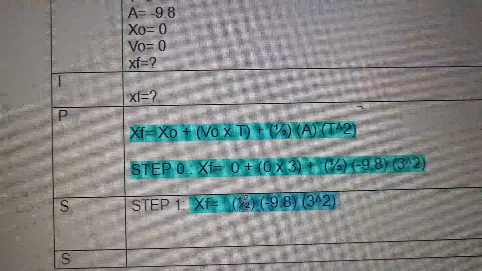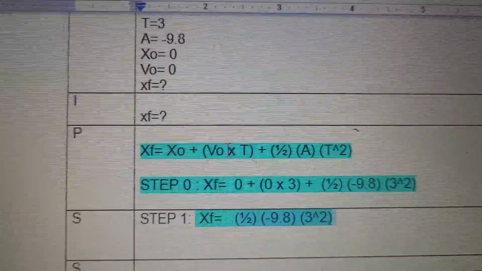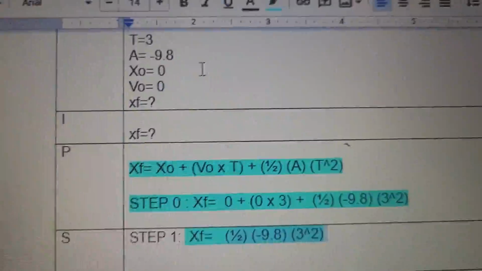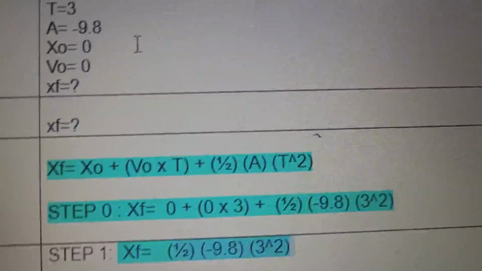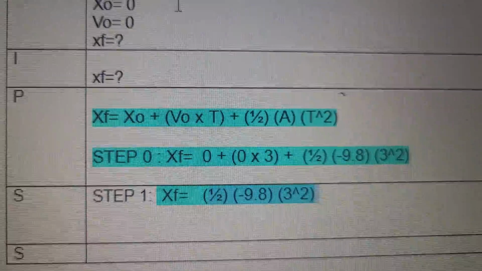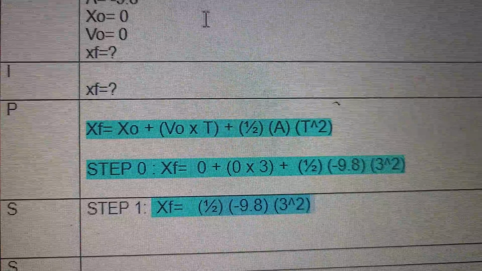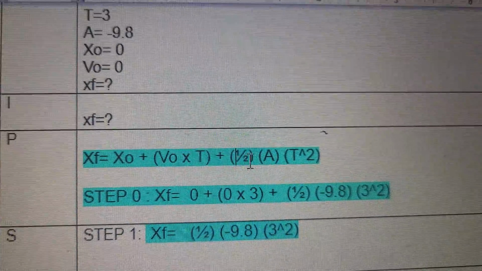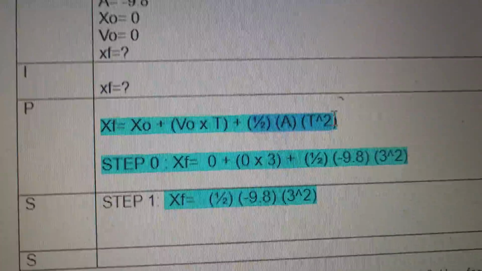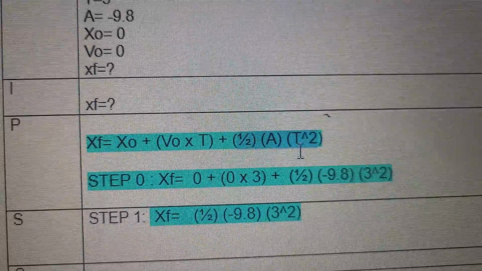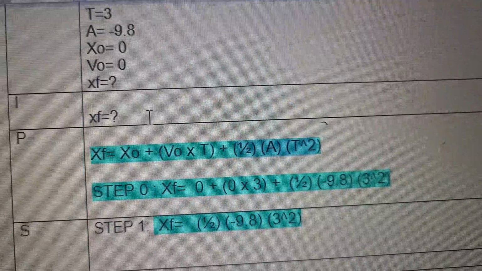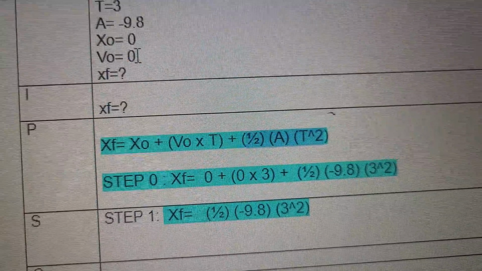What part of the equation? Maybe I should reiterate. If XO and VO is 0, what part of the equation do I need to use? Time and acceleration. That's it. Half. I'm using only this part. The last part. Half acceleration times time squared. Because XO and VO is 0.